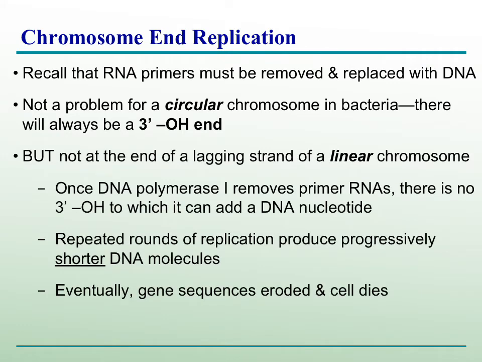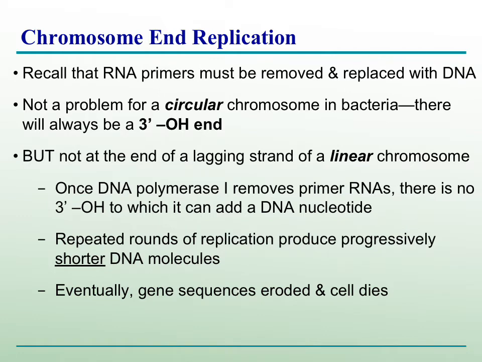But in eukaryotes, at the very end of our linear chromosomes, there is no 3' hydroxyl available. Once DNA polymerase I removes the primer RNAs, there is no 3' end to which it can add a new covalent bond to join a DNA nucleotide.